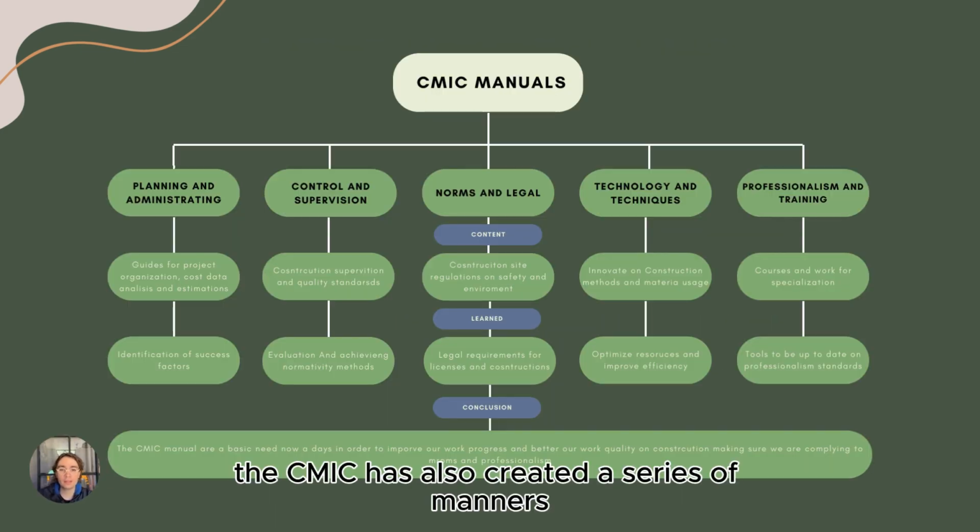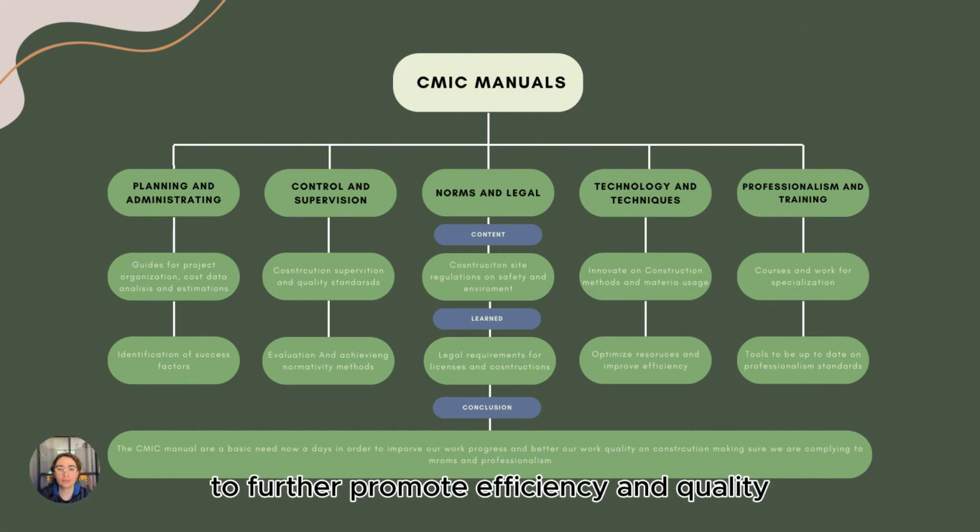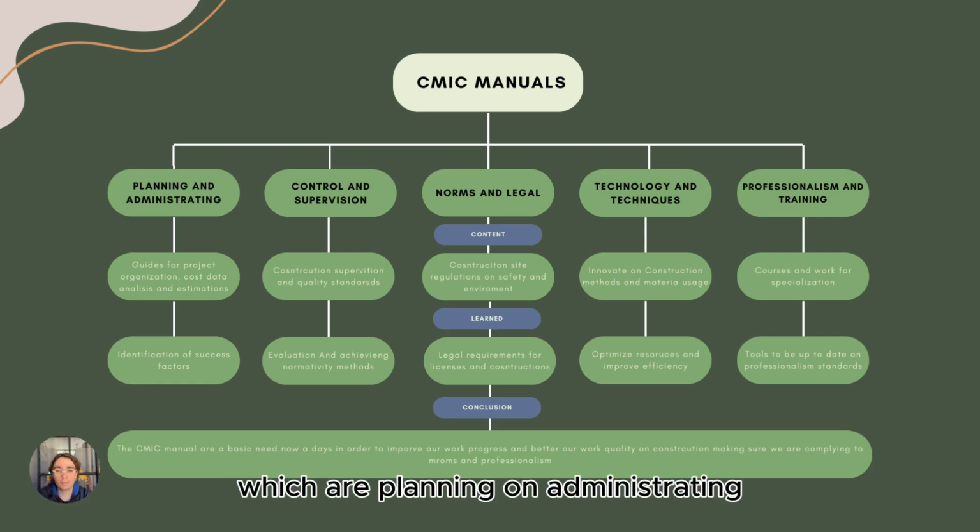The CMIC has also created a series of manuals that function as practical guidance to further promote efficiency and quality. We divide them into 5 subtopics, which are planning and administrating, control and supervision, norms and legal, technology and techniques, and professionalism and training.